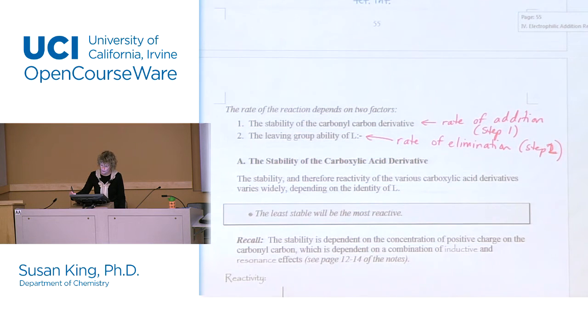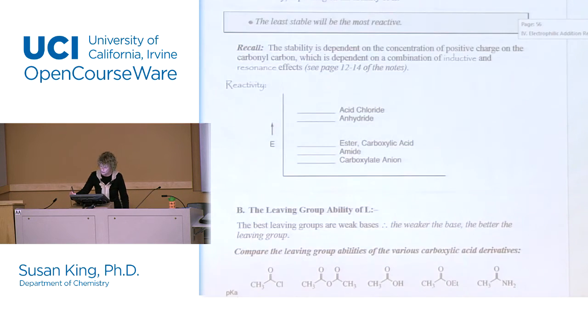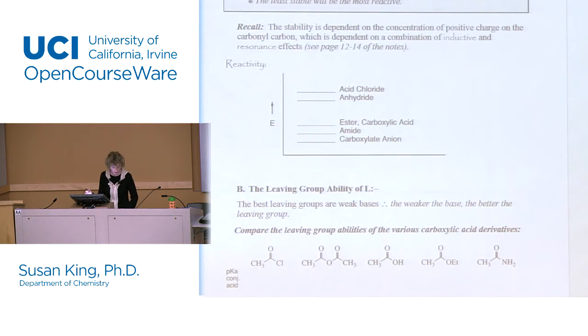We've already done that. We know about the stability of the carboxylic acid derivative, or the type 2. The stability depends on the concentration of positive charge on the carbonyl carbon. And we talked about the inductive effect and the resonance effect to explain that. So you could go to page 12 to 14 of your notes to do that. I don't need to talk about that again. And here's our order of reactivity that everybody knows for the midterm on Friday, right?